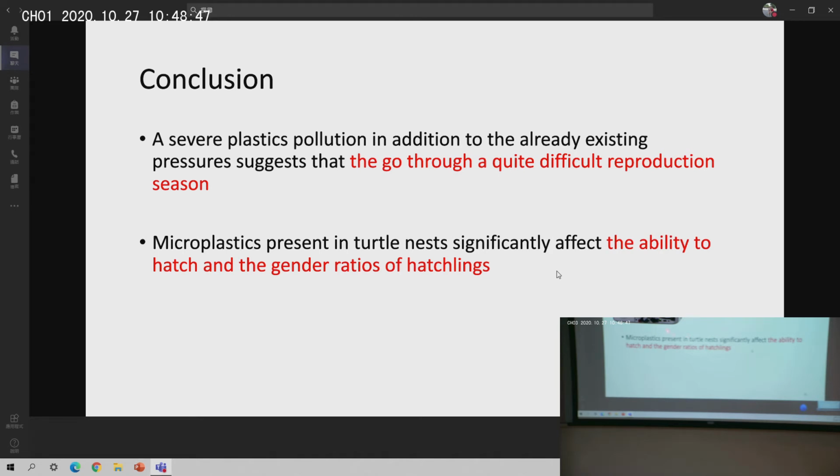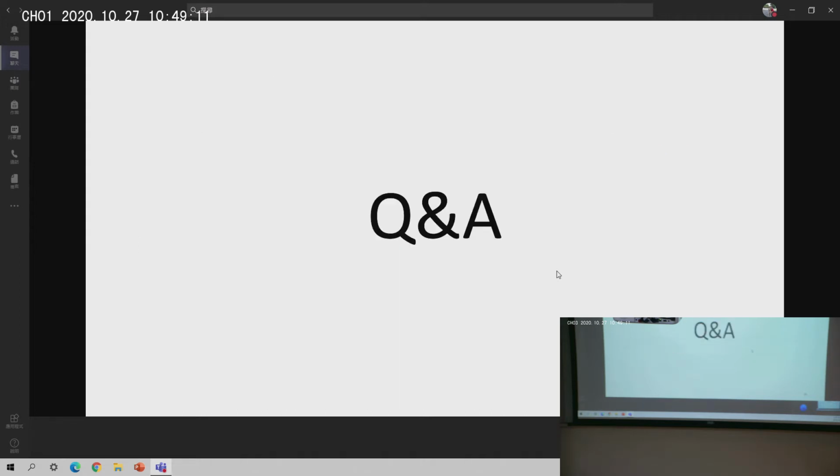And my conclusion is that severe plastic pollution in addition to the already existing pressure suggests that they go through quite difficult reproduction seasons. And then the next point is microplastics present in turtle nests significantly affect the ability to hatch and the gender ratio of hatchlings. Thanks for attention.